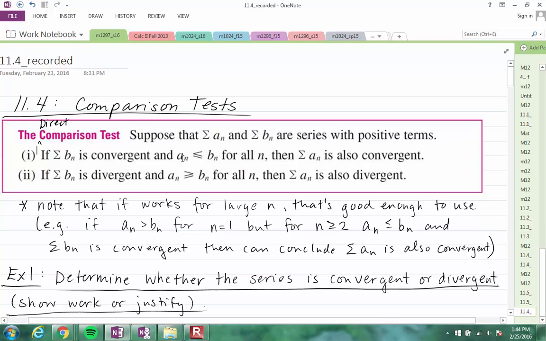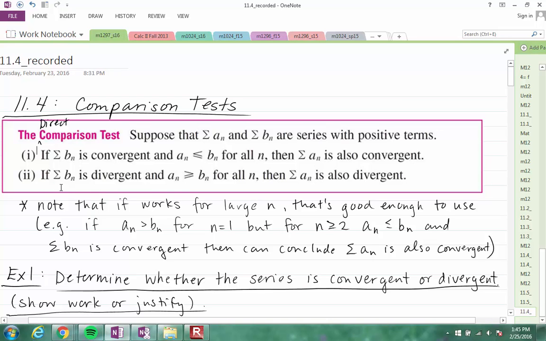So the idea here is if we have a sub n less than or equal to b sub n for all n, then b sub n is acting like sort of a bound for a sub n. So if the series b sub n is convergent, then that's going to ensure that the series a sub n, which is bounded by b sub n, is also going to converge.